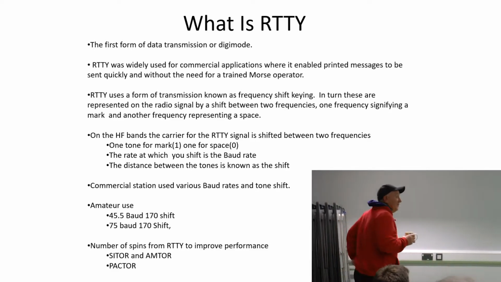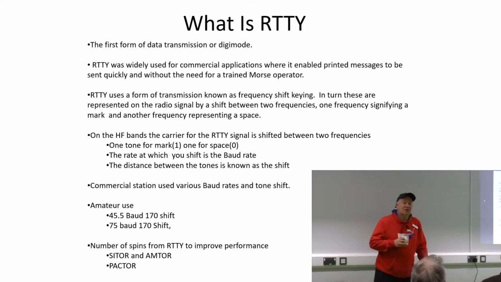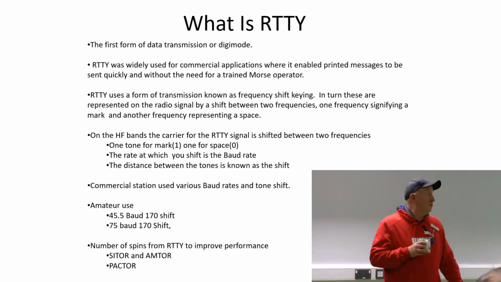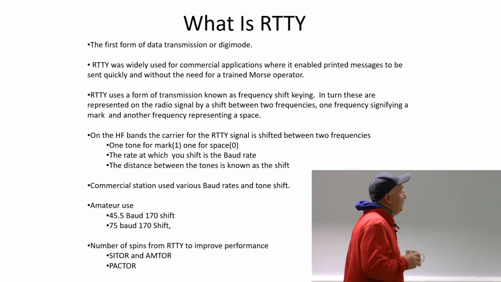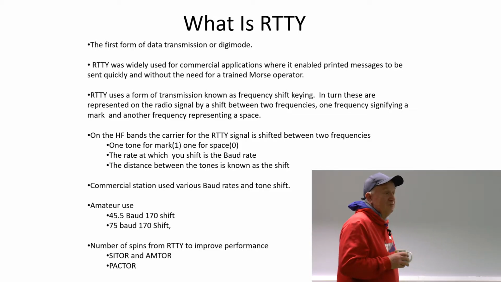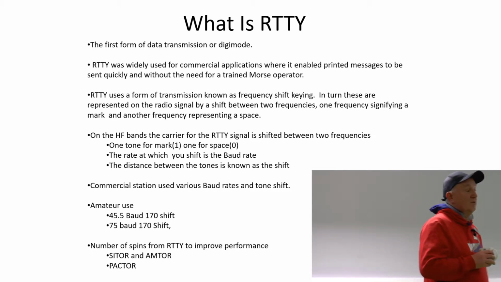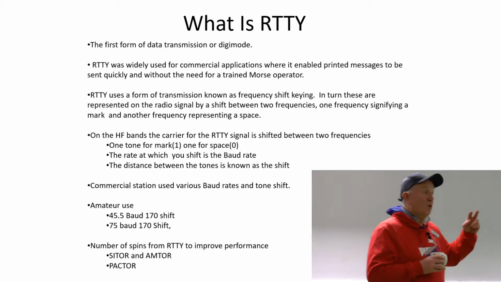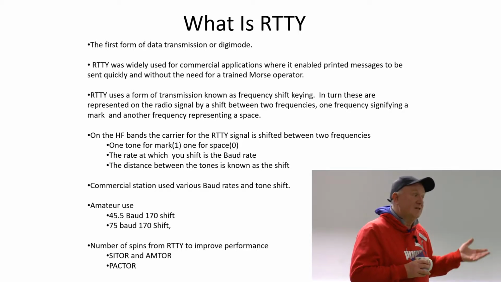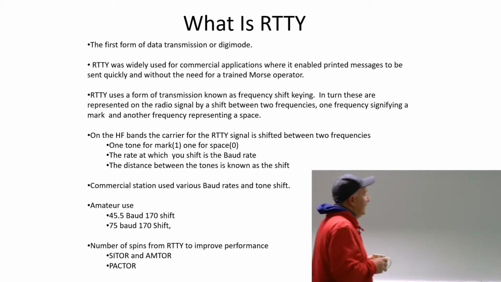So what is RTTY? It's the first digital mode after CW. It was used commercially in the 30s and 40s. It's basically two audio tones that are sent with a certain distance between them. In the early days, it was quite important to know what the two tones were. Today, with today's software that you use for decoding, it doesn't really matter, and I'll show you why.